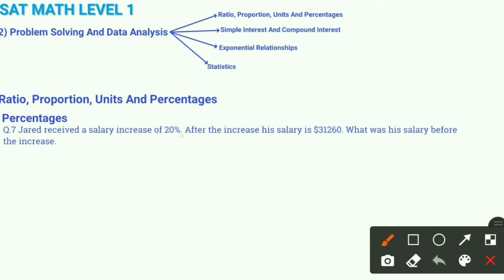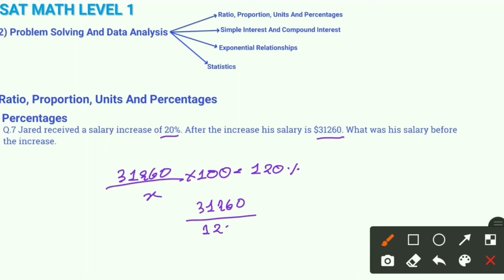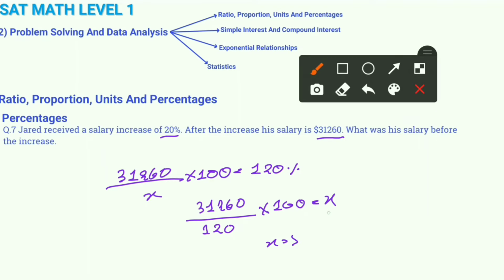Question 7. Jared received a salary increase of 20%. After the increase his salary is 31,260. What was his salary before the increase? Okay, so we need to find the original amount when his salary is 120%. So now I need to find the value of x. So 31260 upon 120 multiplied by 100 is equal to x. Using a calculator, 26050. So this was the original salary of Jared. This is the answer.